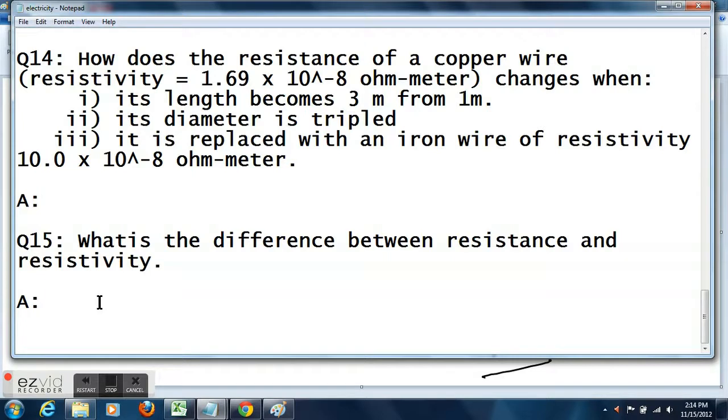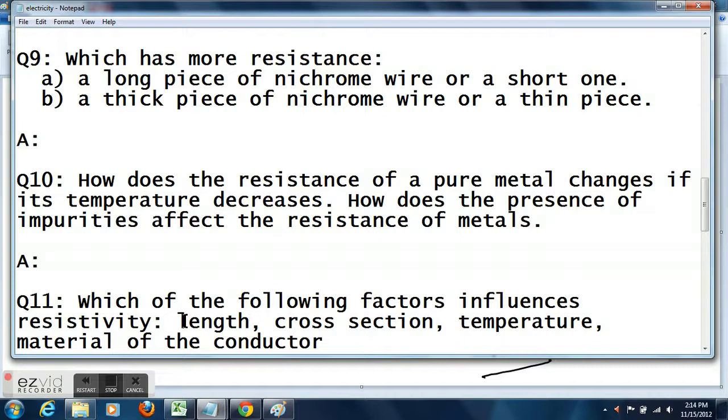So now you write your answers, and in the next tutorial when I will discuss the answers, you compare your results with mine.